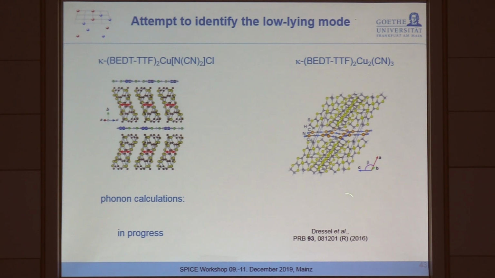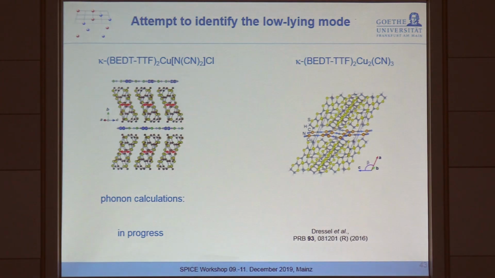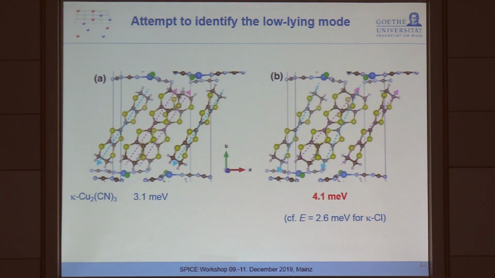This is the work published in Martin Dressel's paper. And when we look in this paper, we can identify the lowest-lying optical mode at 3 millielectron volt. And this is a mode where the dimer moves as a whole. This is not what we are looking for. But there is a mode at 4 millielectron volt where there's shear between the two molecules within the dimer. So it's a shearing mode. So why is it not identical to the mode which we found experimentally? Well, as I said, there are structural differences.